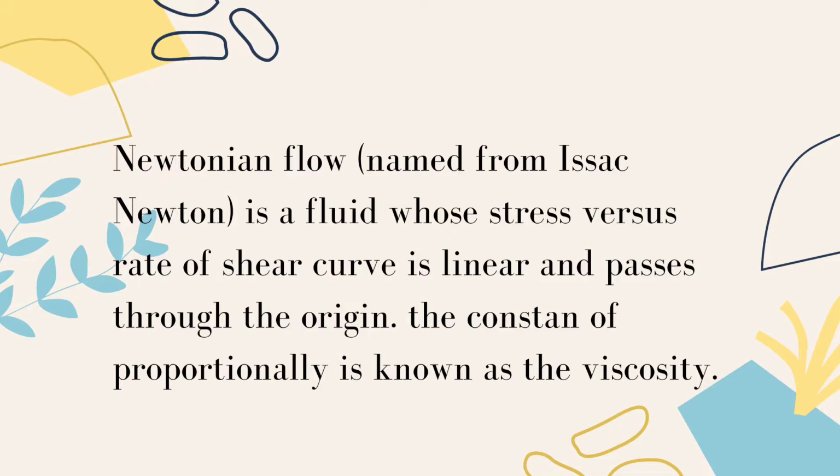What is Newtonian flow? Newtonian flow, named after Isaac Newton, is a fluid whose stress versus rate of shear curve is linear and passes through the origin. The constant of proportionality is known as the viscosity.